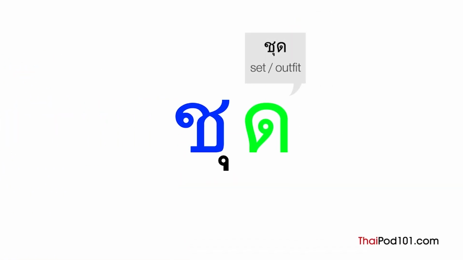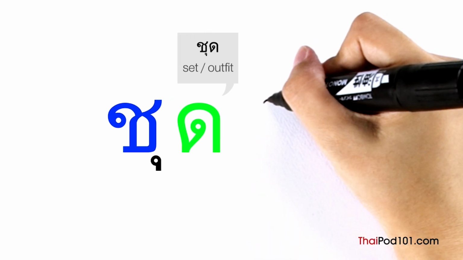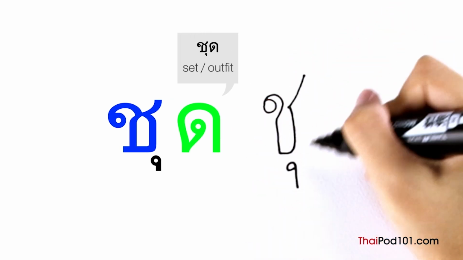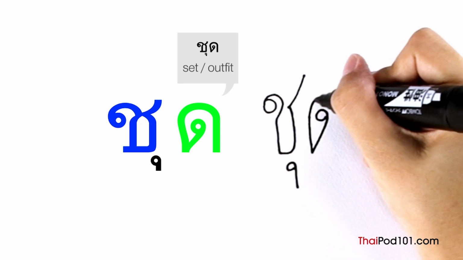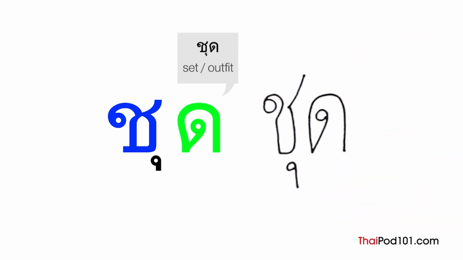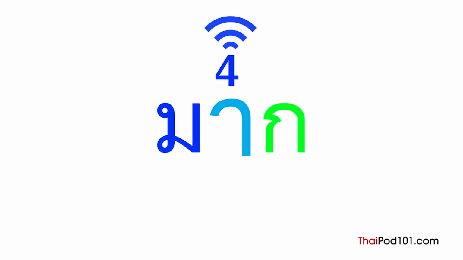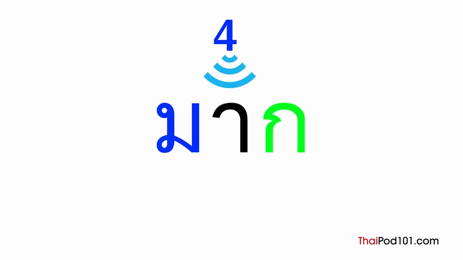Okay, now you write it. Start with ชอช้าง, then สระอุ and ดอเด็ก. ชุด. You've done a lot of writing today. Now let's move on to a new tone rule. Low-class initial consonant plus dead syllable with a long vowel equals falling tone.